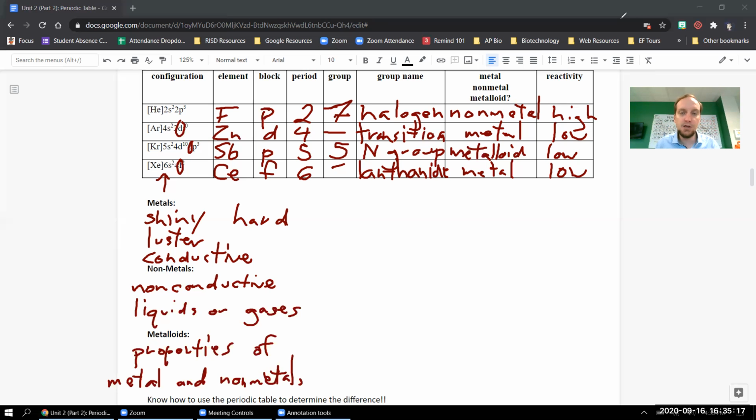The reason is aluminum does not conduct electricity, or excuse me, heat, well, and electricity, does not conduct heat very well. Therefore, it's a very poor metal. It doesn't do a very good job of being a metal, so it's called a metalloid.